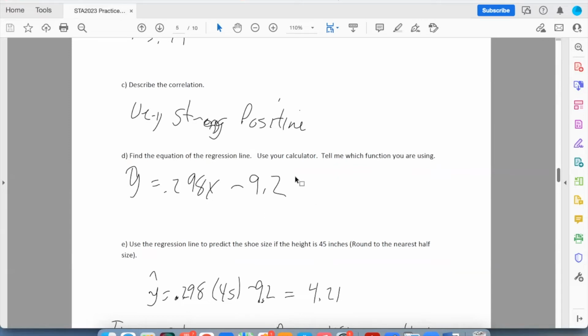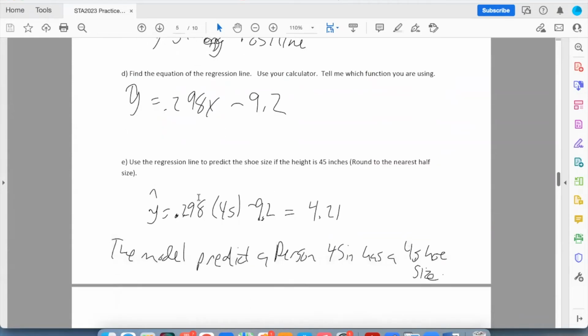This is the Y coordinate of our Y intercept. That says the model predicts if your height is 0 inches, your shoe size is -9. Of course, that doesn't make any sense, but you can't have a height of 0 inches. So our Y intercept usually is nonsense, and that's okay.